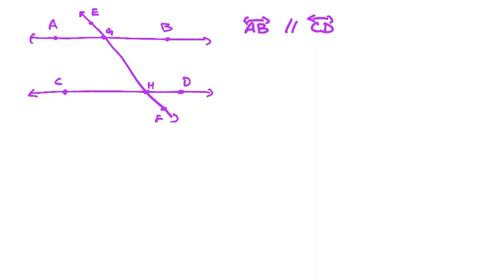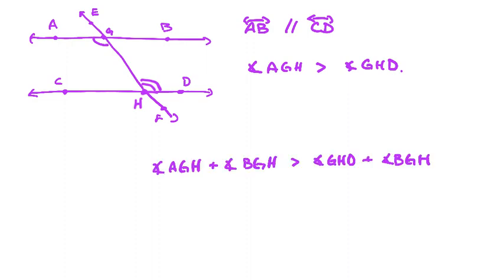But now let's also suppose that our opposite interior angles are not going to be congruent. And so looking at our angles AGH and GHD, one of those is going to be bigger than the other if they're not going to be congruent. And so we might as well suppose that our angle AGH is going to be larger than our angle GHD. Now, if we add angle GBH to both sides of this inequality, then we still have the inequality.